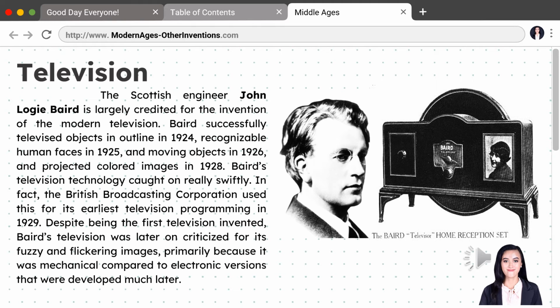In fact, the British Broadcasting Corporation used this for its earliest television programming in 1929. Despite being the first television invented, Baird's television was later on criticized for its fuzzy and flickering images, primarily because it was mechanical compared to electric or electronic versions that were developed much later.